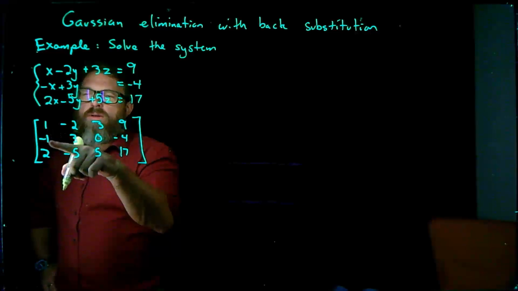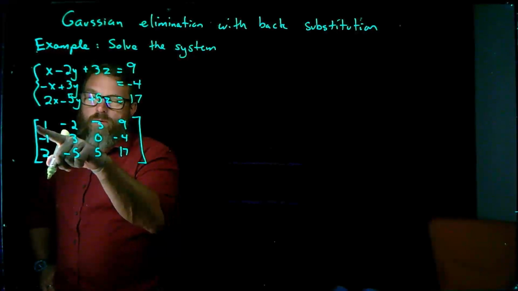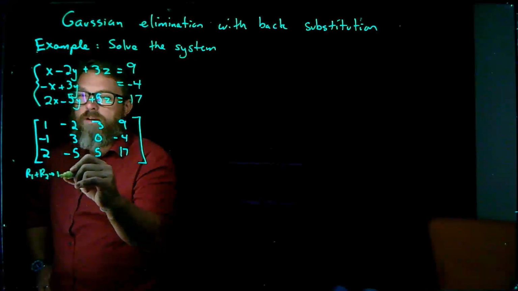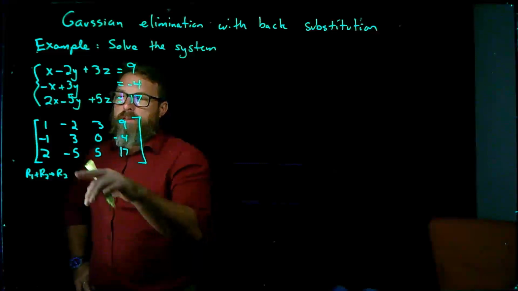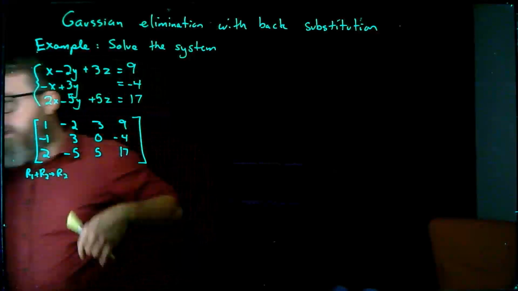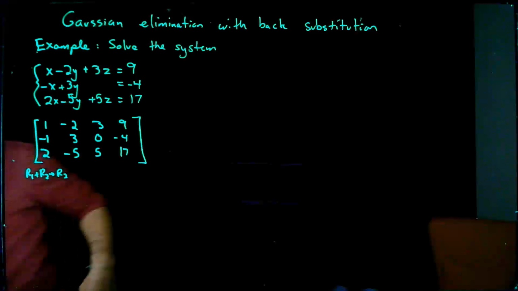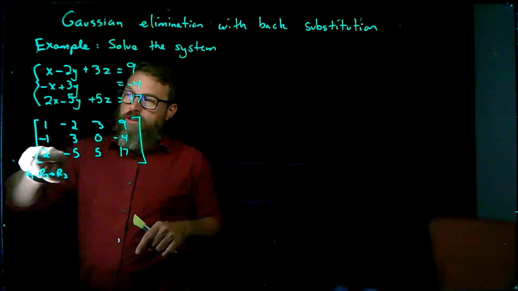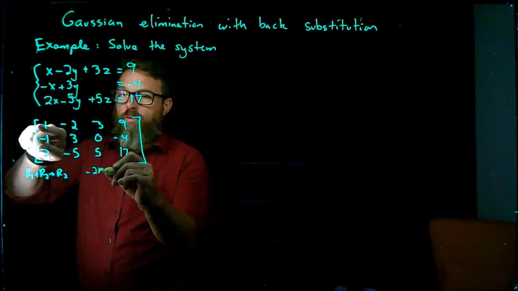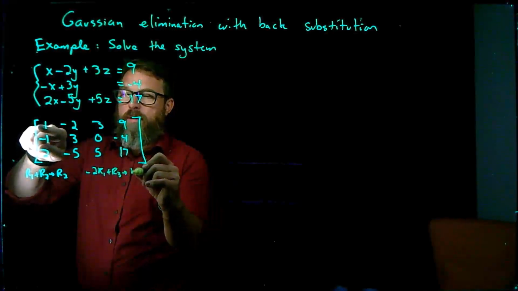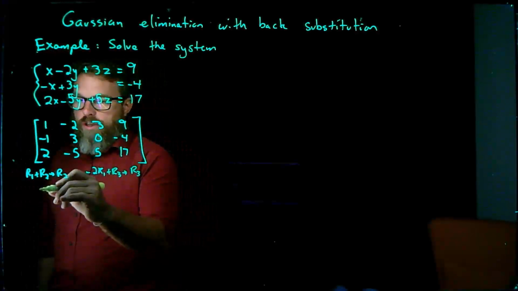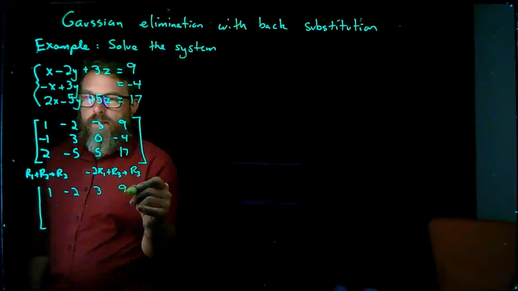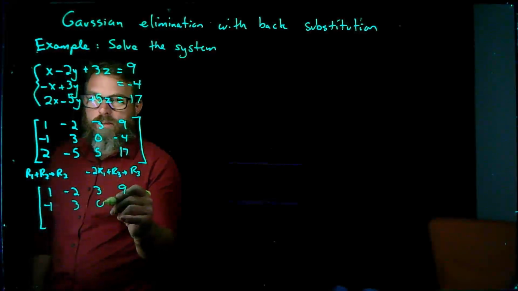So in order to make this a 0, since I'm in column 1, I'm going to use row 1. And since they're already opposite in sign, I'm going to do row 1 plus row 2 as my new row 2. And since I want to make this a 0 as well, I'm going to make this 1 the opposite of this 2, so I'm going to go negative 2 row 1 plus row 3 as my new row 3. Now, row 1's unchanged, so let's rewrite that.